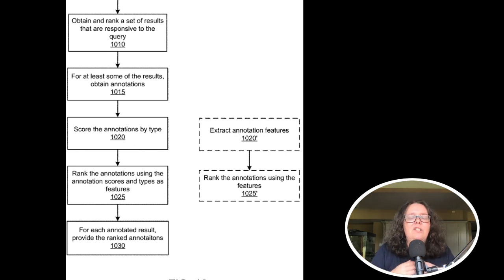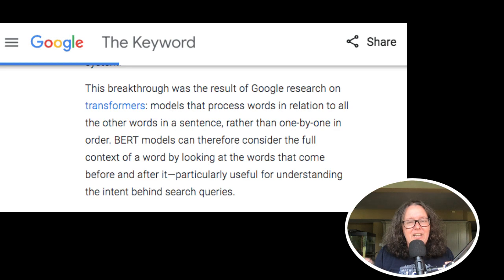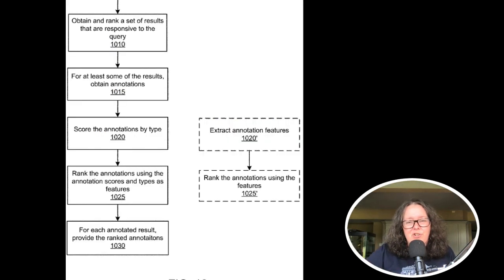What they're trying to do is figure out, for this query, and we know that Google is getting better and better at understanding a searcher's intent. In 2019 with BERT, Google said that BERT is incredibly good at understanding the intent behind a query. So for this query, what would be the most helpful annotations to put in our search results?